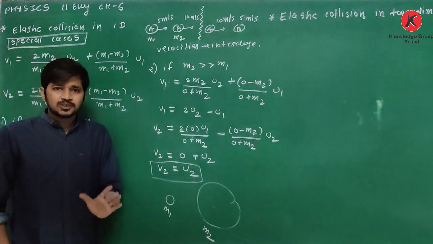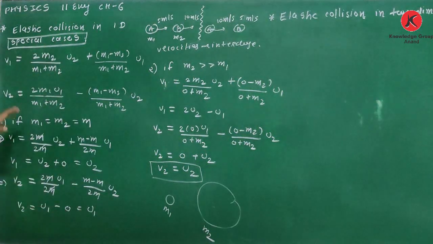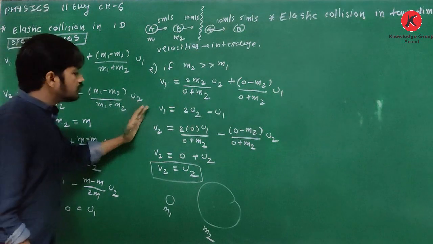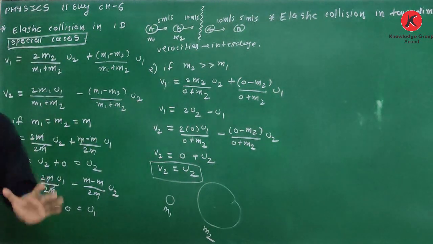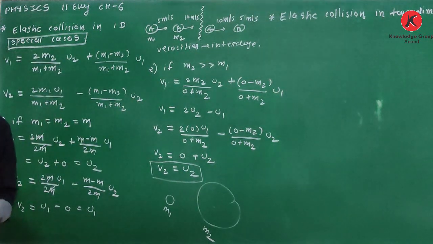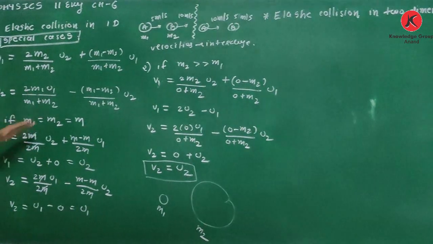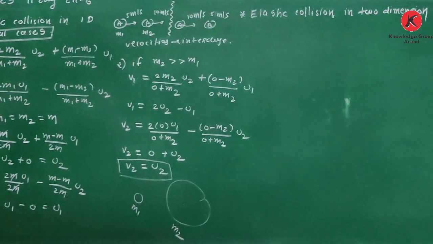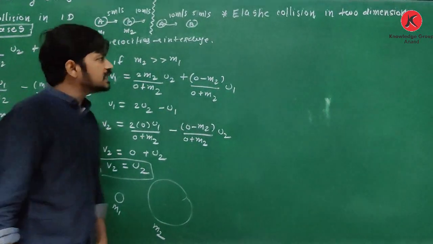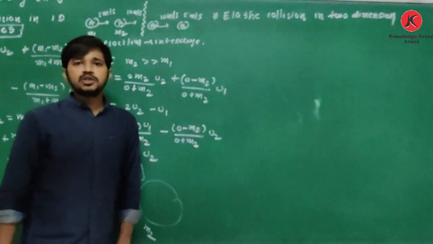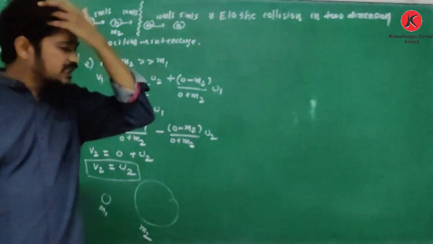Clear about this? So in the last lecture we derived these two equations, and you have to think about these two special cases. Clear about this? Now, that is all about elastic collision in one dimension. Now we will discuss elastic collision in two dimensions.